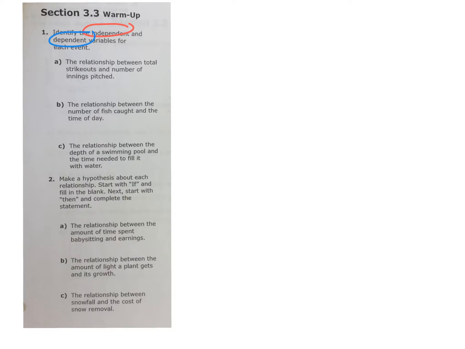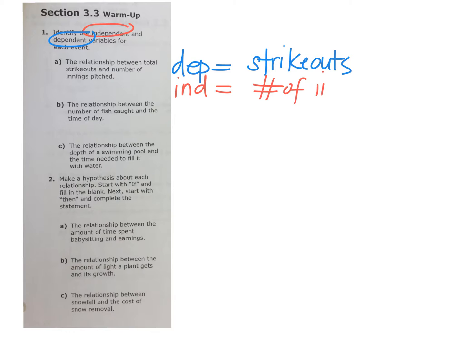Strikeouts depends on the innings. So we would say dependent equals the strikeouts. Raise your hand if you got this right. And independent, I'm just going to put IND, equals the number of innings. Okay? So correct it, please. The strikeouts you get depends on how many innings there are.